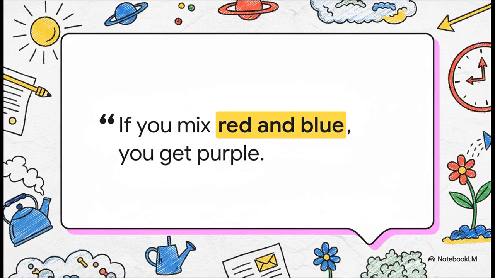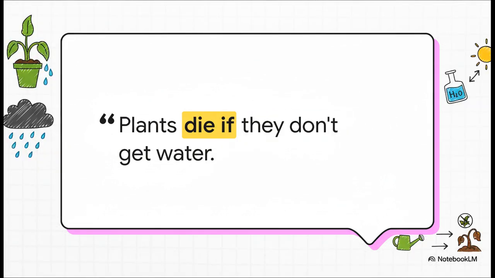Here is a perfect example of a general truth. I mean, this isn't some complex scientific paper, right? It's just a basic fact about how the world works. If you mix red and blue, the result is always purple. The zero conditional is absolutely perfect for expressing scientific facts. The condition here is a lack of water, and the guaranteed result? The plant dies. It's an undisputed law of biology, plain and simple.